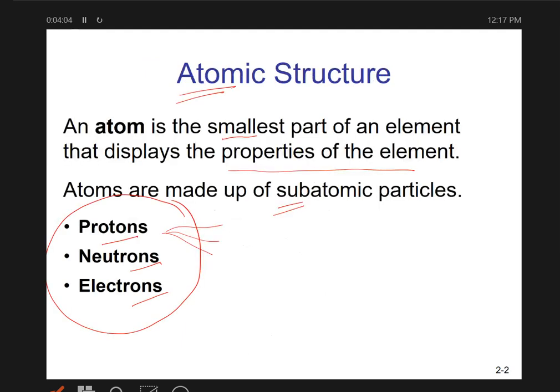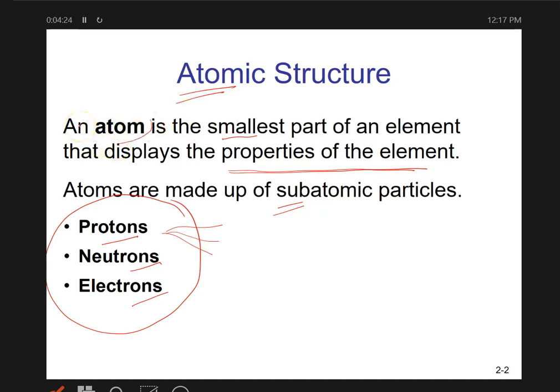Okay? Well, first, what is an atom? The atom is the smallest part of an element that displays the properties of an element. So, in other words, you don't have to take a big piece of the element to know the properties. All you have to do is study the atom.